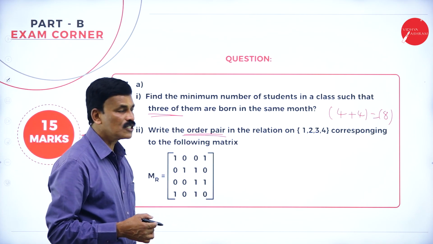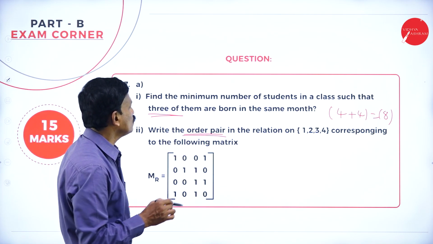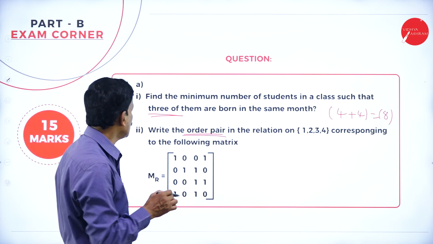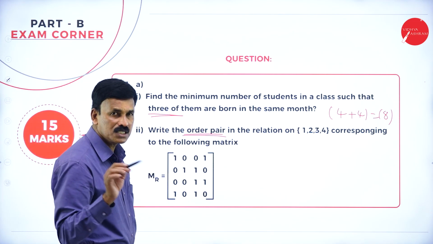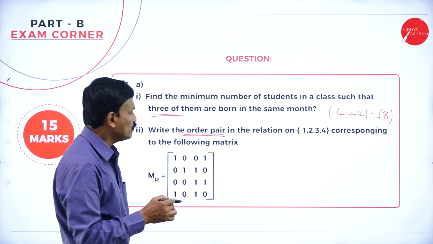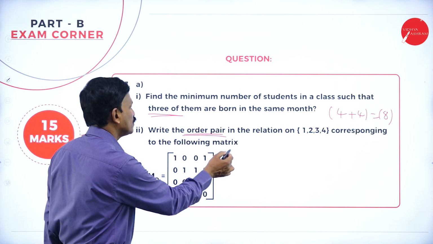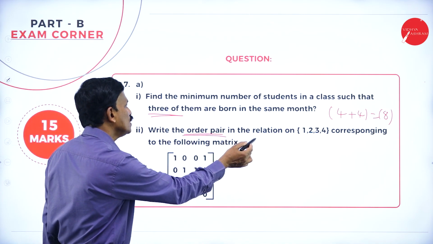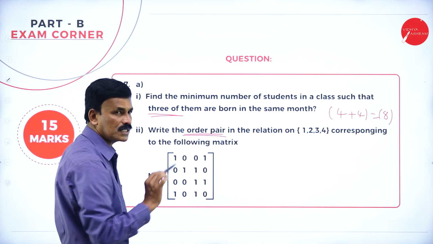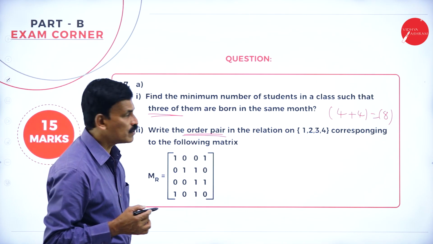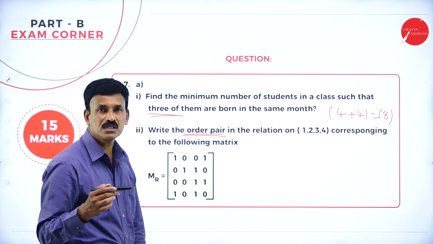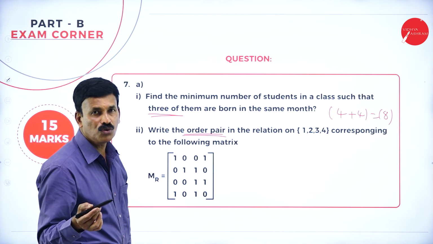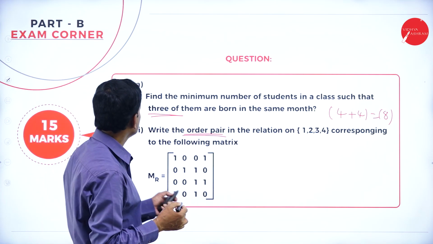Very easy. Now what is the first problem? Find the minimum number of students in a class such that 3 of them are born in the same month. The second problem is to find the ordered pair for the relation on 1, 2, 3, 4 corresponding to the following matrix. Now let us come to the first problem. The first problem can be solved using the concept of the pigeonhole principle.